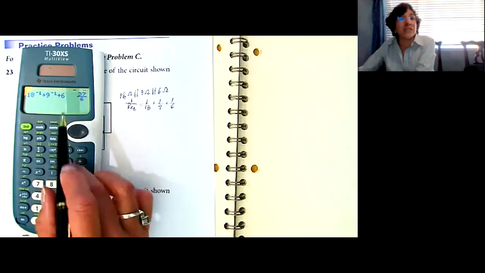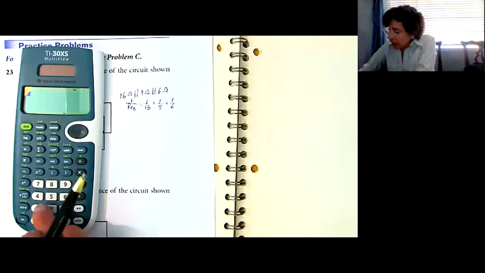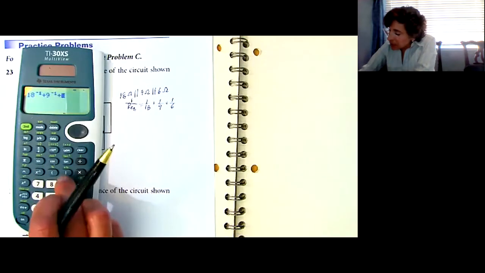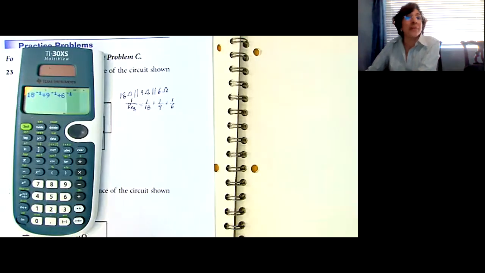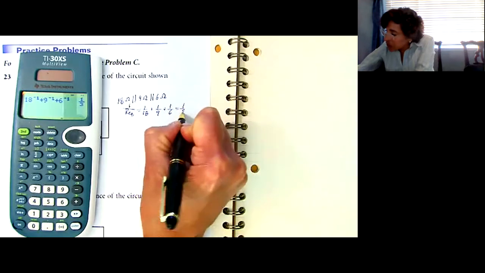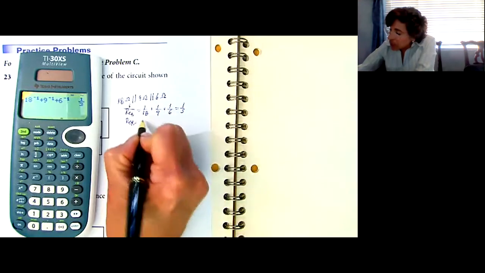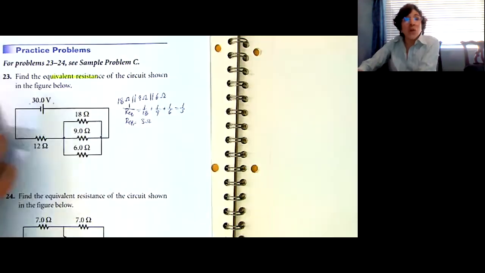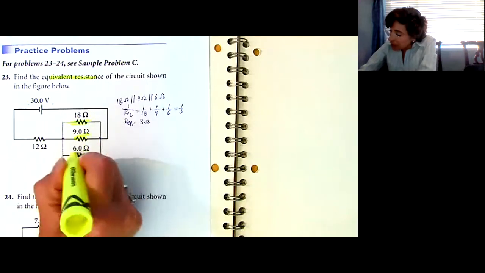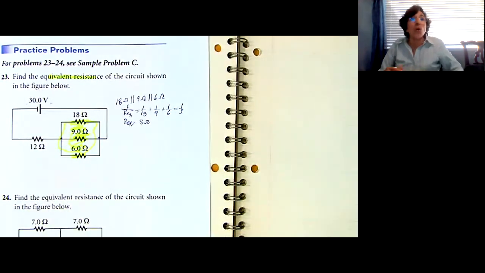Did I do this right? Oh, look, I didn't. I did 6 instead of the inverse of 6. Okay, try this again. 18 inverse plus 9 inverse plus 6 inverse. There we go, and I get 1/3. So this is equal to 1/3, which means that R equivalent 1 is 3 over 1, 3 ohms. So if I collapse these all down into one, it's just really a 3 ohm resistor.